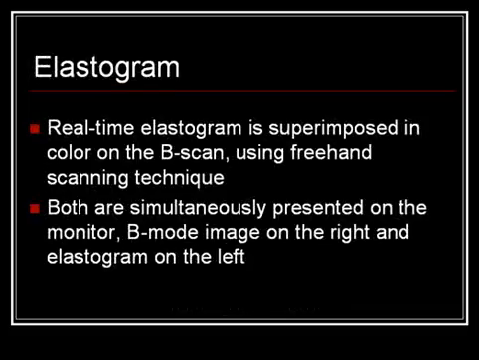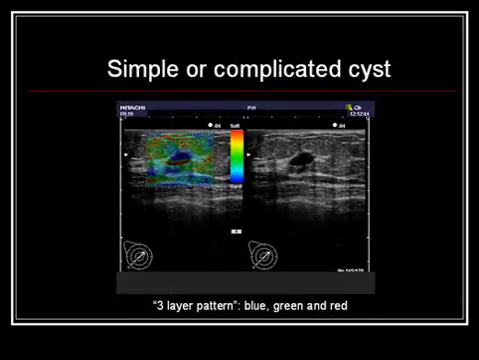The real-time elastogram is superimposed in color on the B-scan using a freehand scanning technique, and both are seen on the monitor with the B-mode on the right and the elastogram on the left. This is an example of an elastogram of a simple or complicated cyst, and it has a specific appearance of a 3-layer pattern where you can appreciate the blue, the green, and the red. So this is fairly specific for a cystic structure, and we all recognize it as such.